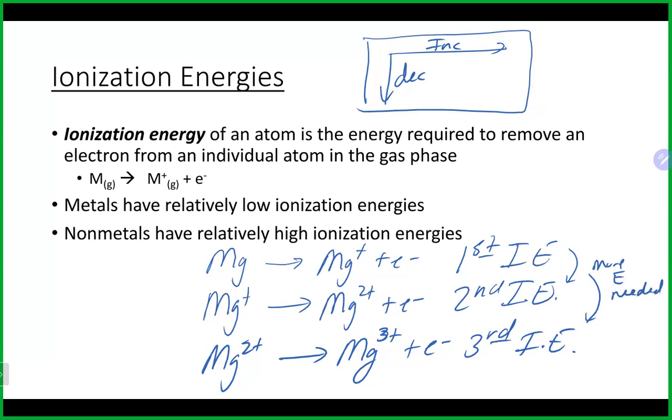So why does something like magnesium only form a +2 charge when it could form a +3 charge? If we look at the electron configuration for magnesium, that is it right there. How many valence electrons does magnesium have?